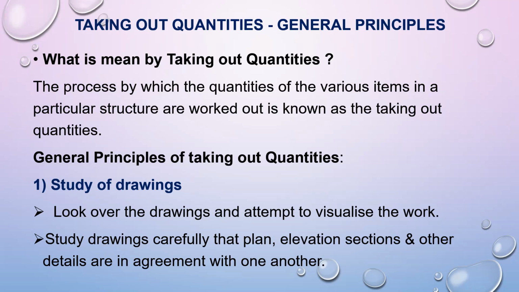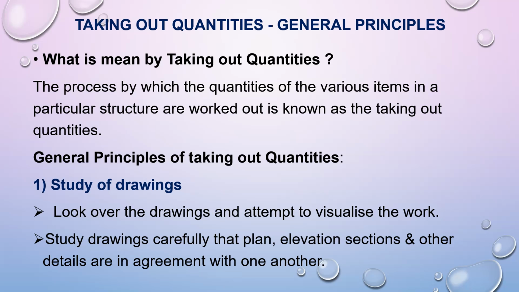Now let us study what is meant by taking out quantities. Actually, the process by which the quantities of the various items in a particular structure are worked out is known as taking out quantities. So there are general principles of taking out quantities. What are the principles? Let us study. Number 1, study of drawing. Whenever we want to find out quantities of different items of work, we must study rigorously the drawings, the overall drawings, and attempt to visualize the work.